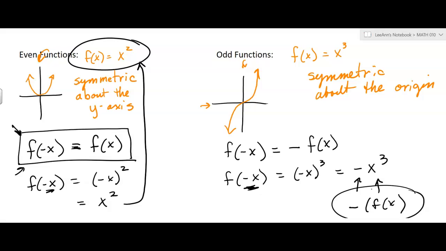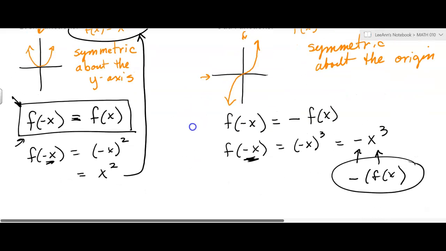Okay, and that's how we do even and odd functions. So I think the example's in the next video.